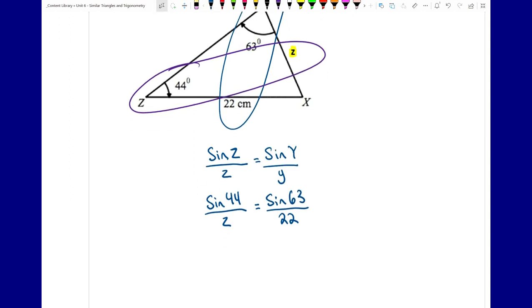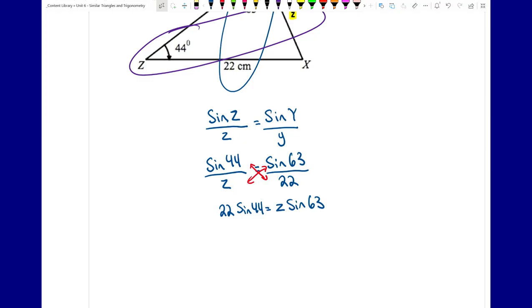Now, in order to solve for z, I need to remove it from the denominator. I need to bring it up to the top. And we can do that, and get rid of these fractions, by cross-multiplying. So we're going to have 22 times sine 44 is equal to z times sine 63.